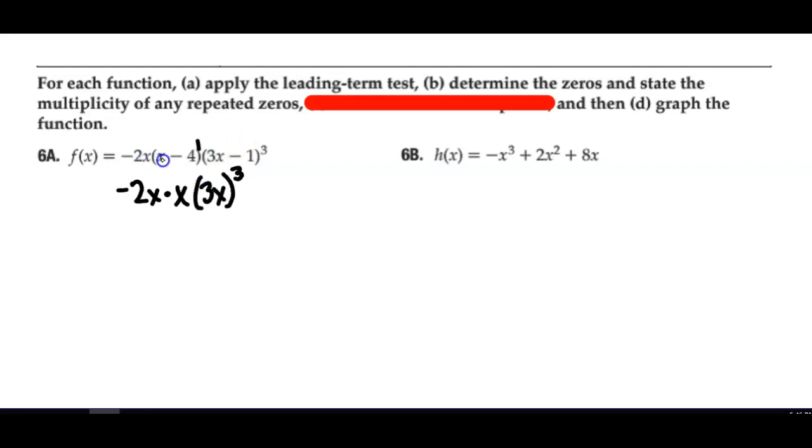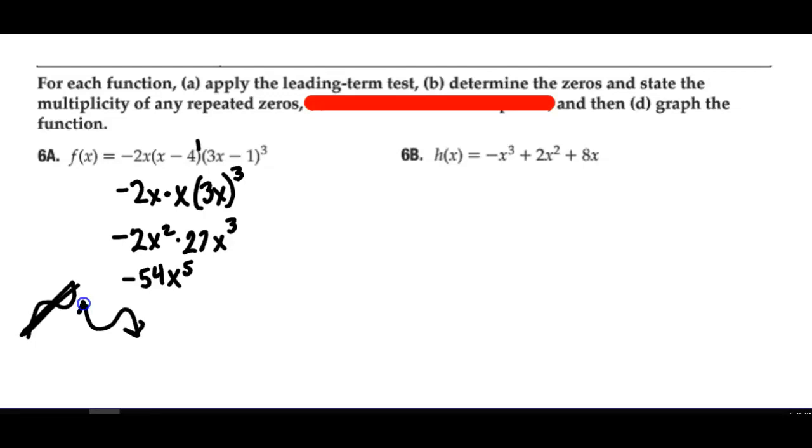We're just looking at the x part of these, because we'd have a negative 2x times x is x squared. In here, that 3 to the third would be 27, and an x cubed. We'd end up with a negative 54x to the fifth. Well, an x to the fifth is this shape, but a negative means it's flipped over. So we would end up with this shape.